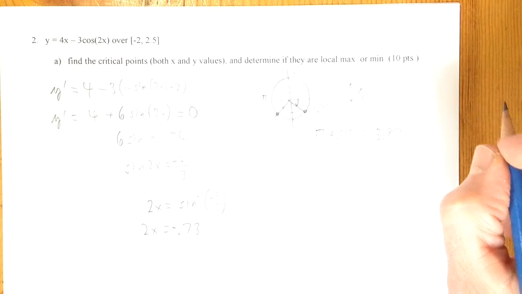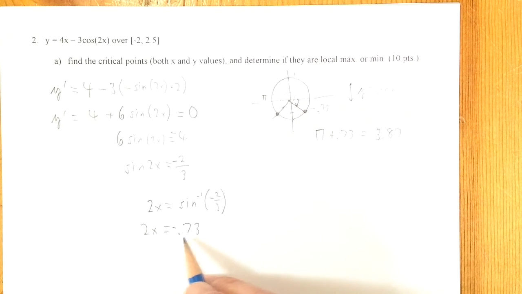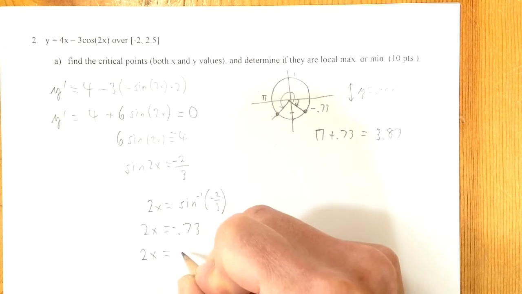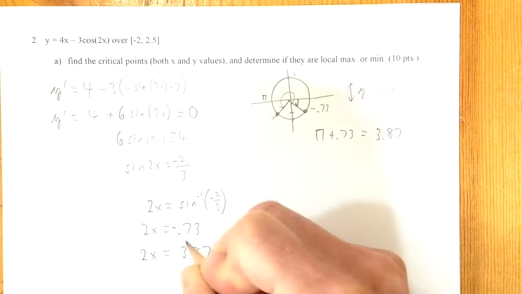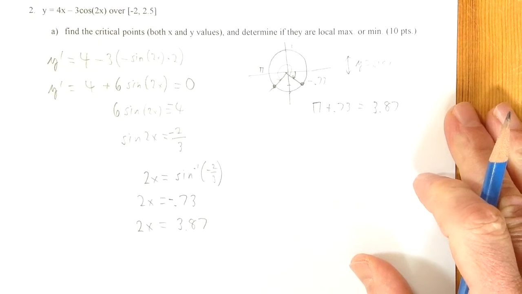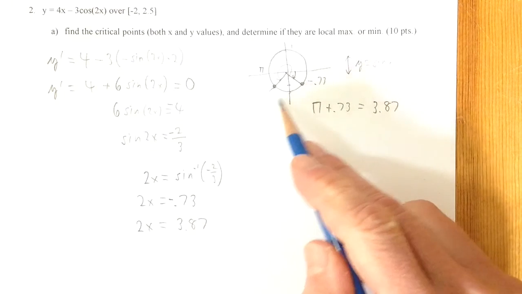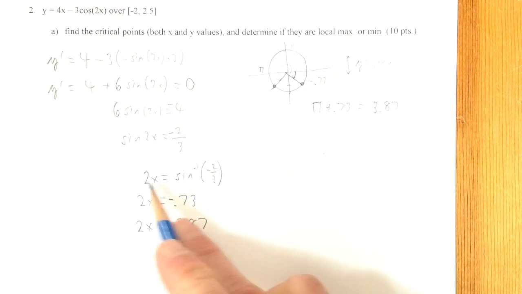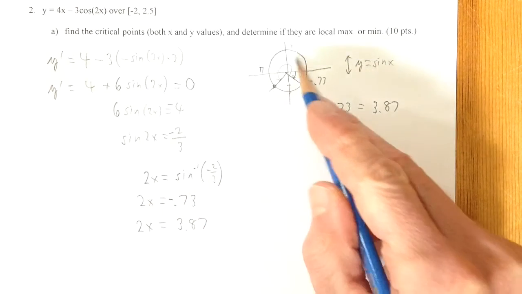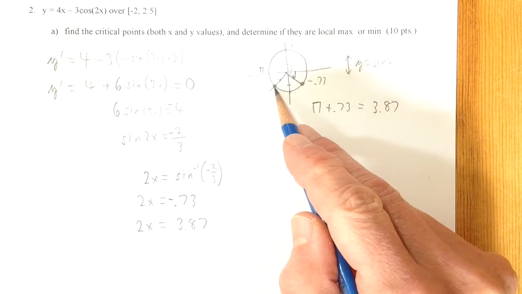Okay, so we have two options. We have 2x is equal to 0.73, or we have 2x is equal to 3.87. One tricky part, and this is why sines and cosines are tricky, is that when you find the inverse, your calculator will only give you one answer, the one that's over here.